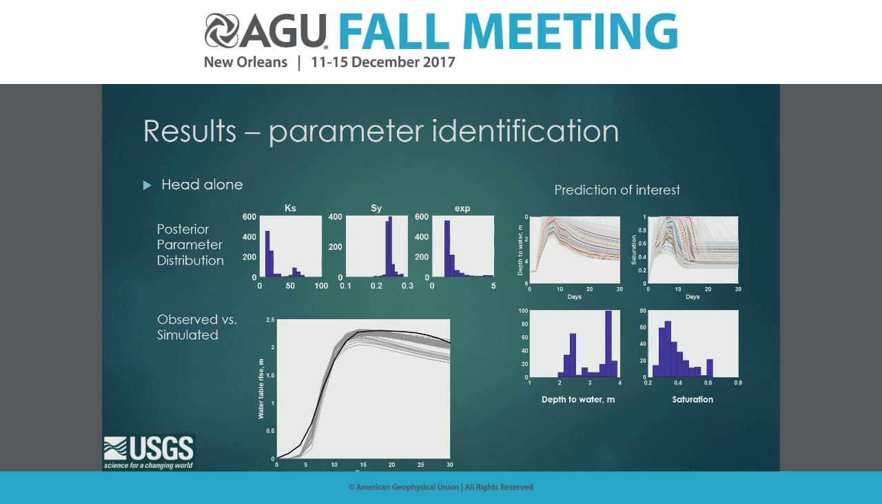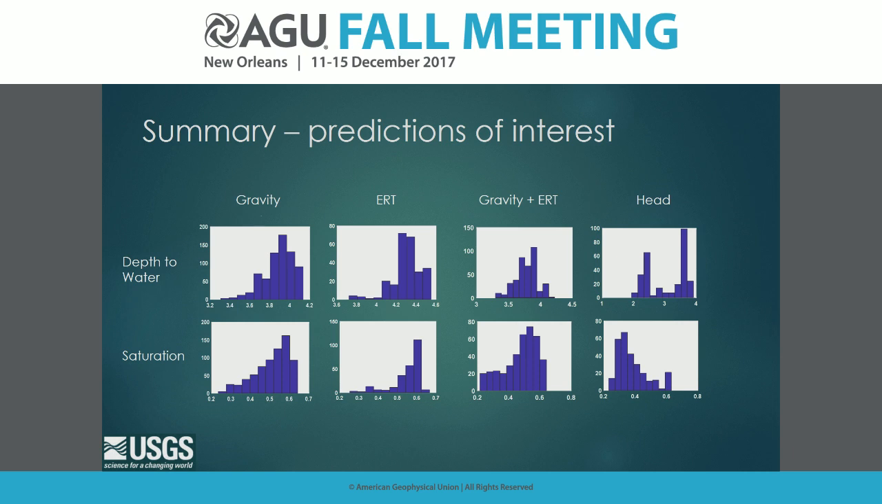So in this particular case, I'd argue that this groundwater level record is not very effective for calibration, probably mostly because it's so far from the channel. If we compare these predictions of interest using either gravity alone, ERT alone, or combined, we get pretty similar predictions of interest. With head, we get something pretty completely different.